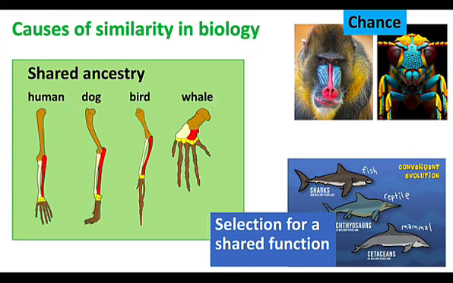The concept we're focusing on is homology, and it's similarity that arises because of shared ancestry. This green image shows a classic example of the forearm bones of vertebrates. Even though whales, birds, dogs, and humans use their forearms for very different things, all of those forelimbs have very similar bone structures underlying them. Five digits, little bones, a pair of long bones in the forearm, and a short bone in the upper arm.